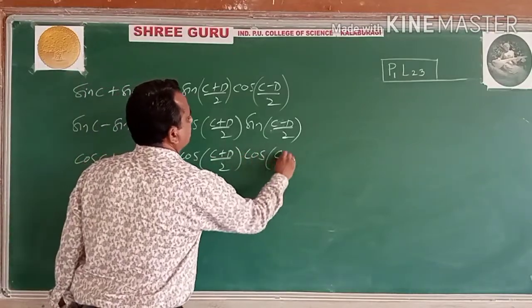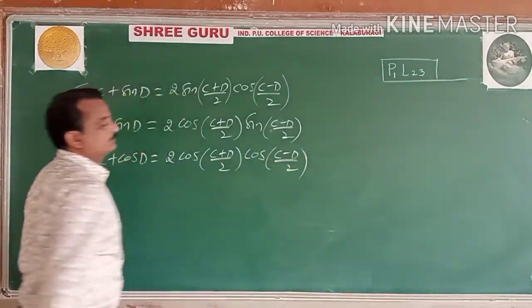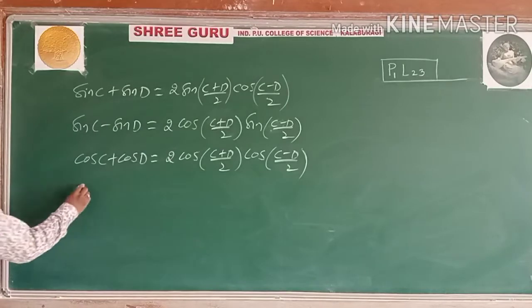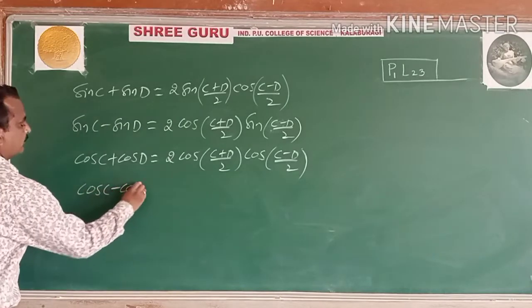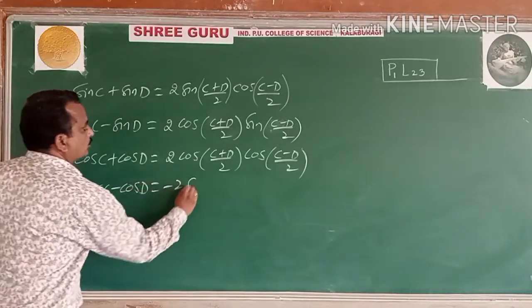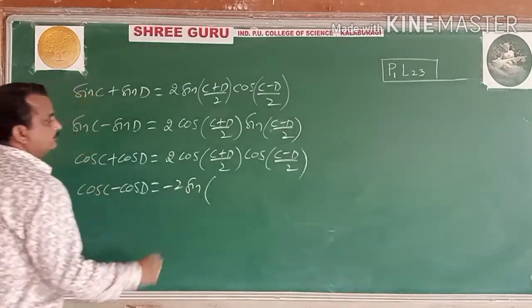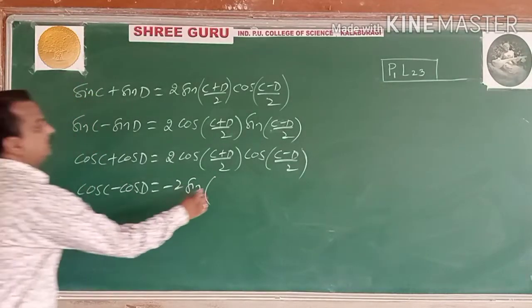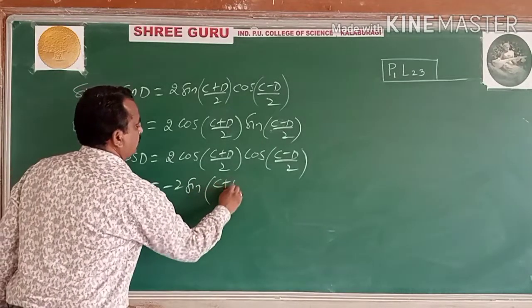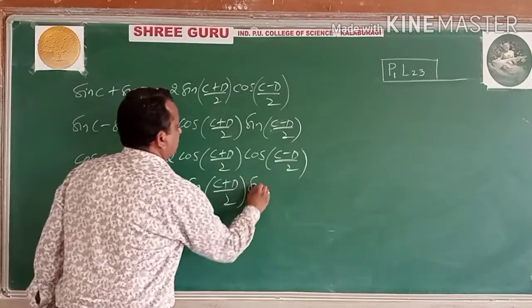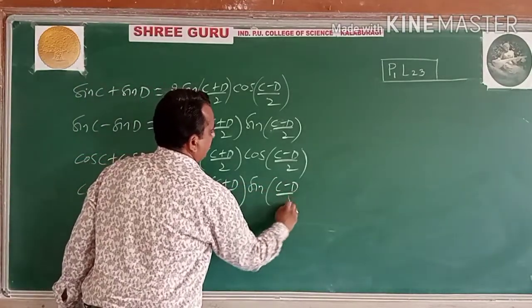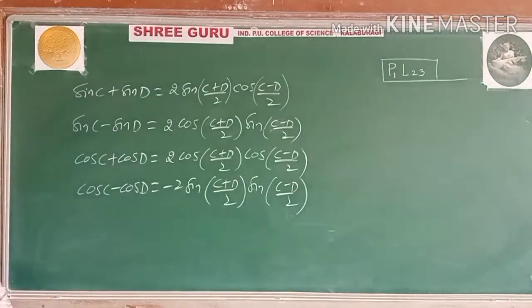Both cos. Cos c plus cos d. Cos c minus cos d. Both sin. Both sin, c plus d by 2 into sin of c minus d by 2. Cos c plus cos d and cos c minus cos d.